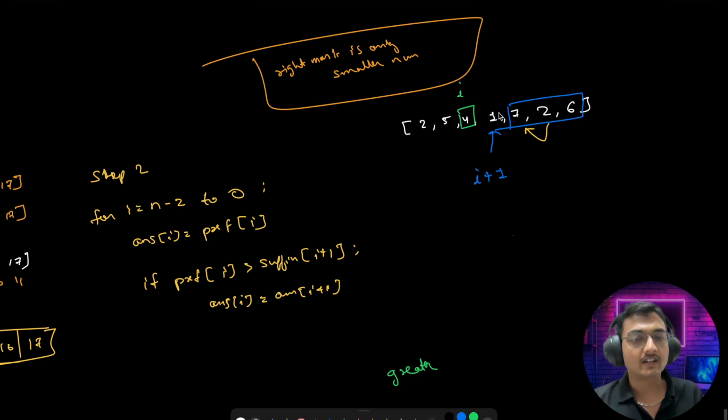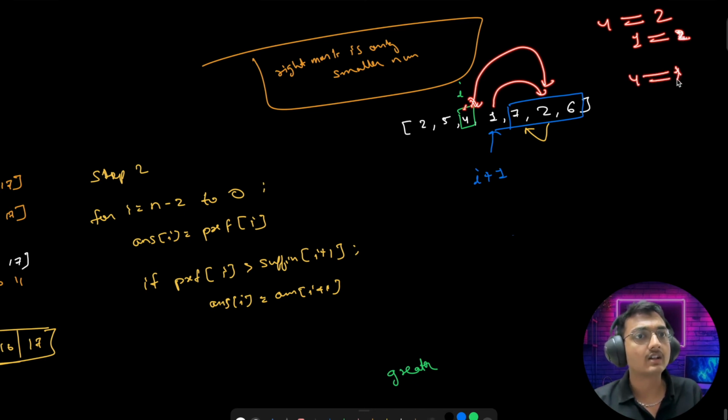So there will be again, let's say my smaller number is here. This is the first smaller, this is the second smaller. So there are two smaller numbers. Let me tell you what I will be proving. I will be proving that there is a bridge between 4 and 2, and a bridge between 1 and 2. These are numbers. So can I say that there is a bridge between 4 and 1?